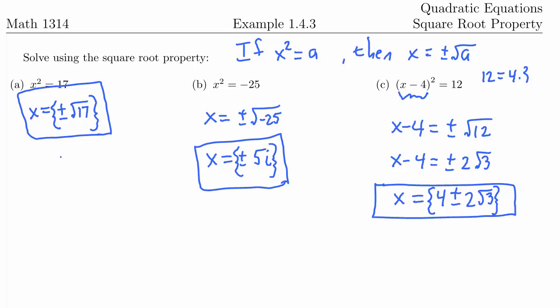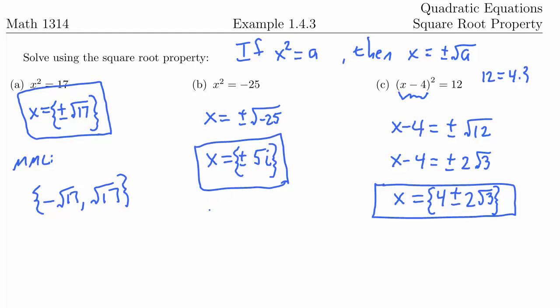Notice that for all three parts here, A, B, and C, each one of them has 2 solutions. When you type this in for MyMathLab, make sure whenever you do your curly brackets, it's negative square root of 17 and positive square root of 17. MyMathLab does not have a plus or minus button.